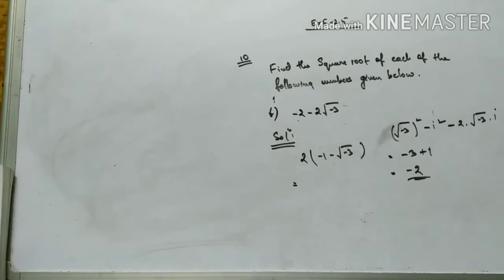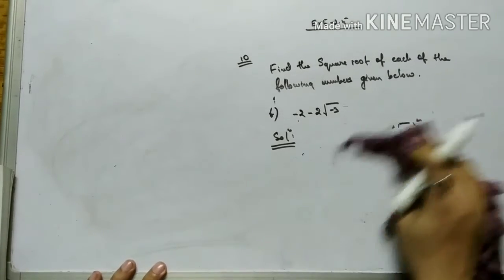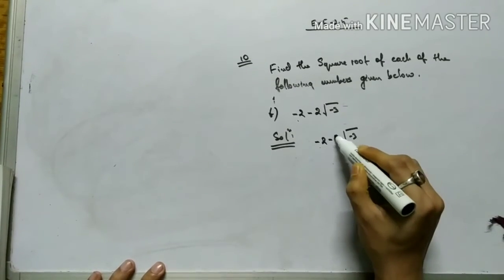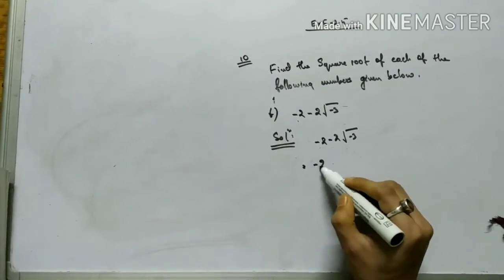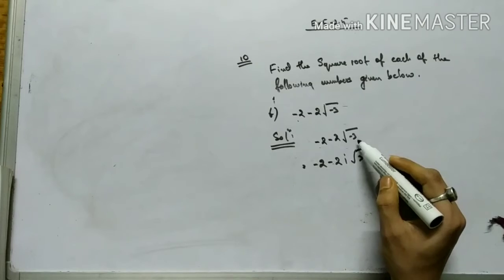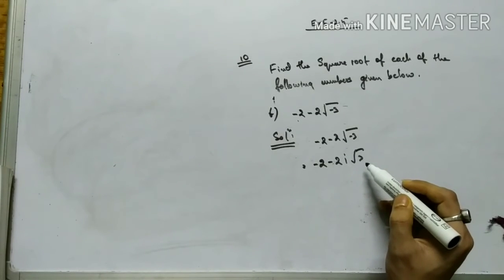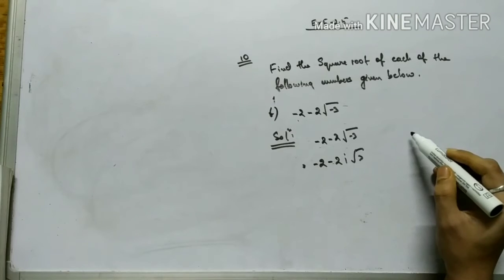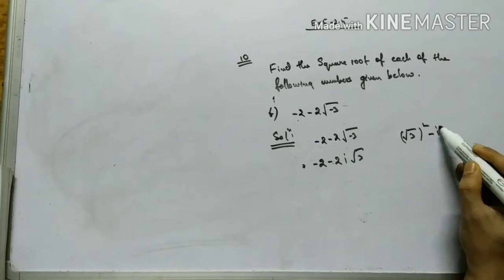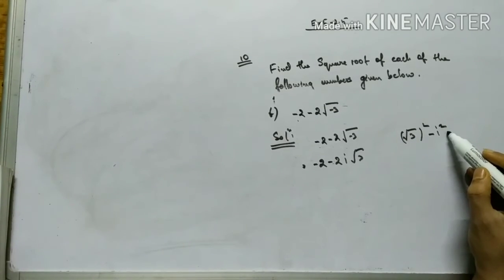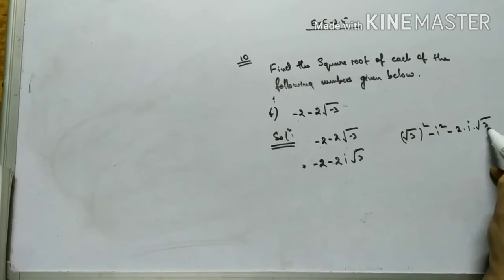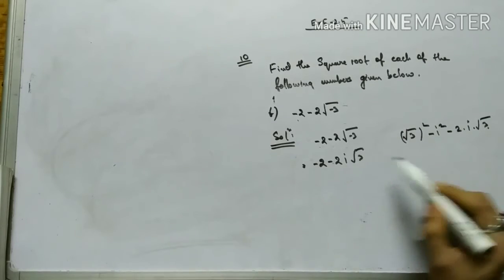Okay, this one you see, minus 2 root minus 3 there. So I can write it as minus 2i root 3, because root over minus 3 I can write as i root 3. Okay, so now i root 3 the whole square minus i square minus 2 into i into root over minus 3. Now let's see whether this thing gives me minus 2 or not.